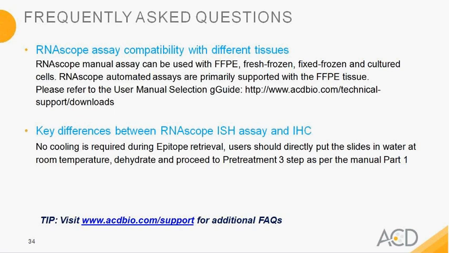Another question is the key differences between RNAscope and IHC. In IHC, after epitope retrieval, there is a cooling step before introducing antibodies after blocking. In RNAscope, this cooling step is not required. But we have seen that when this is performed, samples are over-digested and you see high background. We recommend that after this step in RNAscope, as in our manuals, simply take the slides, put them directly in room temperature water, wash, dehydrate, and proceed to pretreatment 3, as in the user manual part 1. You can find all frequently asked questions on our website as well.